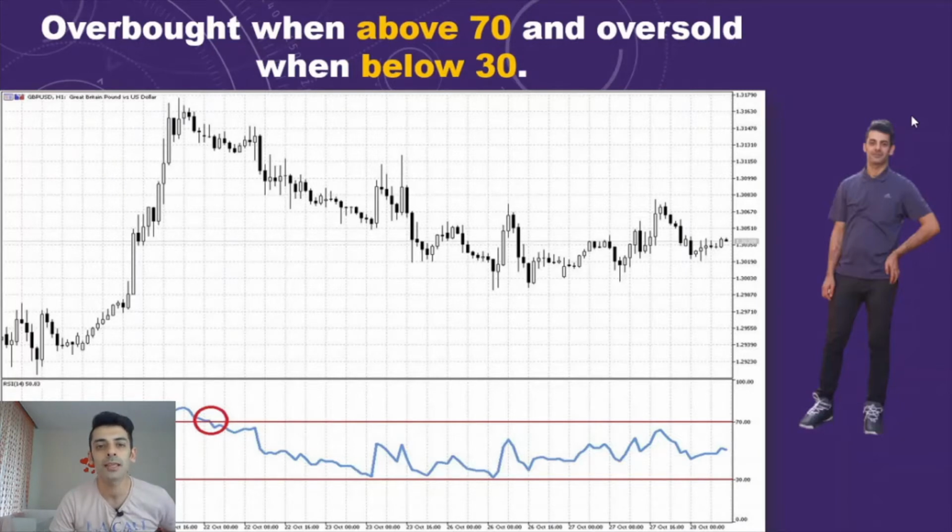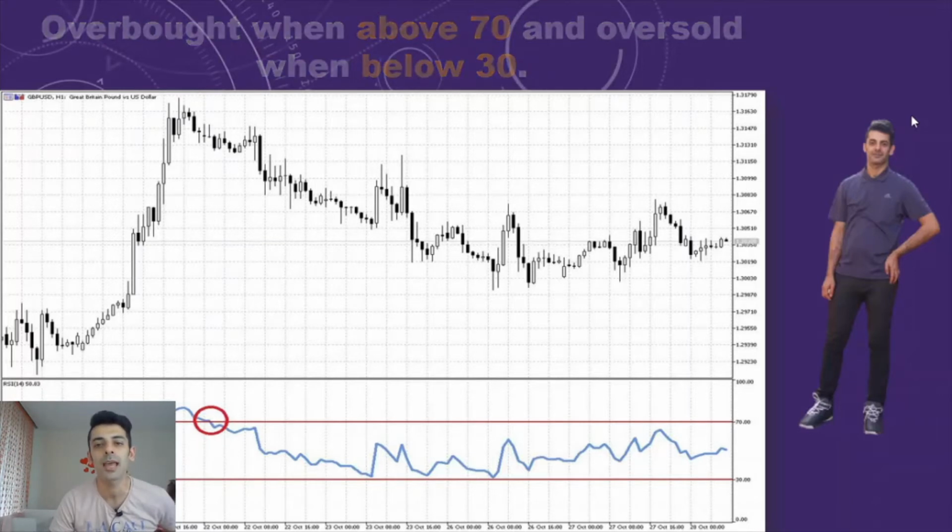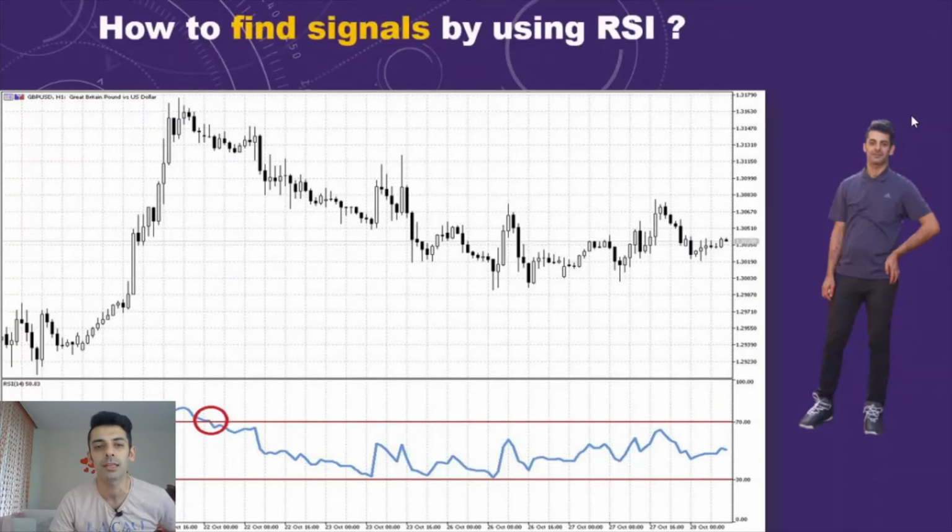How to find signals by using RSI. RSI is considered overbought when above 70 and oversold when below 30. These traditional levels can also be adjusted if necessary to better fit the security. For example, if a security is repeatedly reaching the overbought level of 70, you may want to adjust this level to 80.